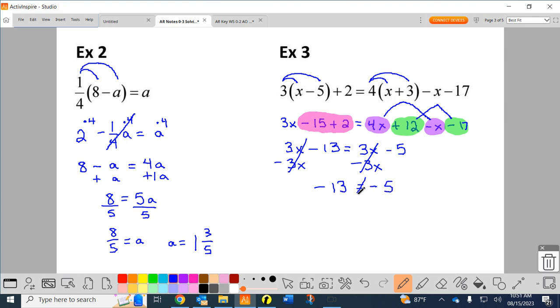Since they are not equal, what is the answer? If they were equal, it'd be the set of all reals. But because they're not equal, then it's no solution. You do have the right idea. It's one of the special cases, but it's the no solution one. Good. Okay, questions?